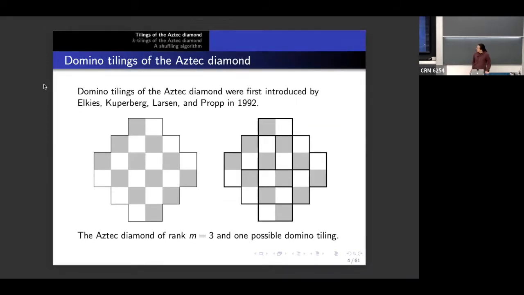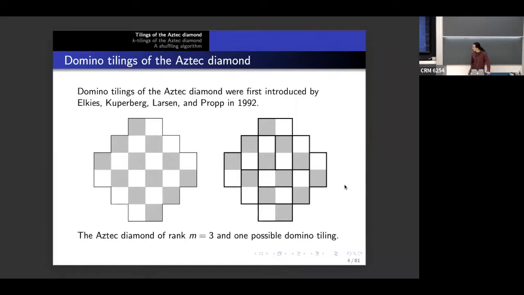Okay, so let's review tilings of the Aztec diamond. These were introduced in '92 by Elkies, Kuperberg, Larsen, and Propp. So we'll have some diamond region of a checkerboard, and we're going to tile it by dominoes, where each domino covers two adjacent squares. So here is one tiling of the rank 3 Aztec diamond. By the rank, I just mean the number of faces of our checkerboard along each edge.